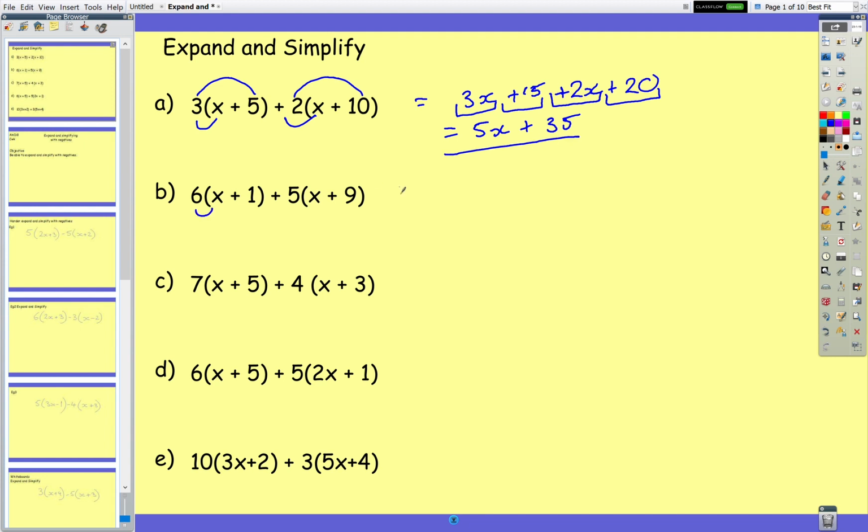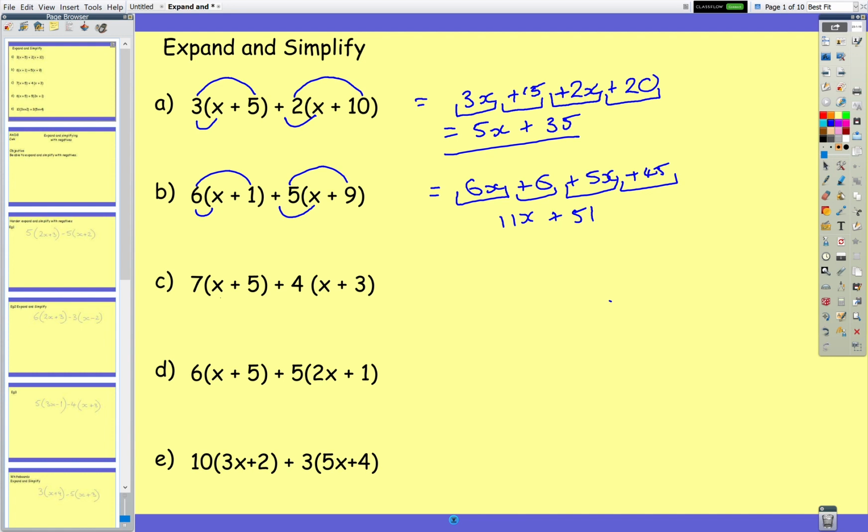Next one, 6 times x gives me 6x. 6 times 1 gives me plus 6. Plus 5 times x gives me plus 5x. Plus 5 times plus 9 gives me plus 45. If we add everything up again, 6x plus 5x gives me 11x. And then if you want to, we can do plus 45 plus 6, which gives me plus 51.